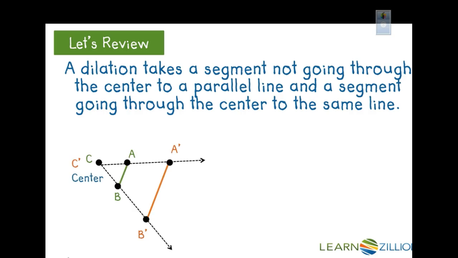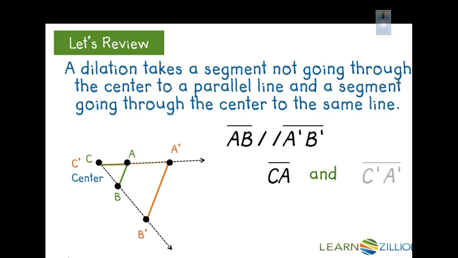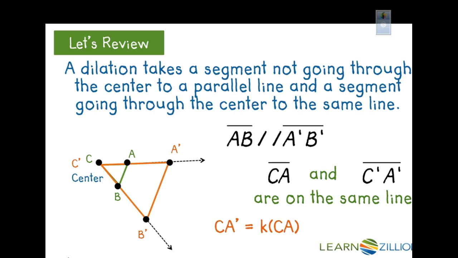In this diagram, you see segment AB is the pre-image, and segment A'B' is the image under dilation with a center at C. Notice that AB and A'B' are parallel to each other because they do not go through the center, where CA and CA' are on the same line. You should also notice that the center, the image vertex, and the pre-image vertex are always collinear in a dilation, so C, A, and A' will be on the same line. And the length from the center to the image vertex is the scale factor K times as large as the length from the center to the pre-image vertex. In this case, CA' is K times as long as CA.